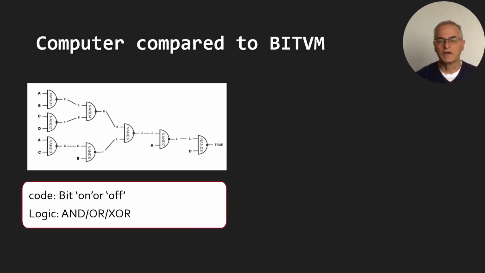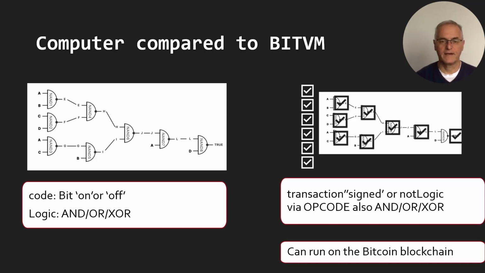So if we compare a computer to a BITVM, we see these logical signatures. A computer is, as we know, just 0, 1, and you can put it on or off. So a bit can be put on or off, but within the Bitcoin protocol, we can use also the same logic. We can sign a transaction, and the signature can be either valid or not valid. And we can use opcodes and create a kind of a similar machine.